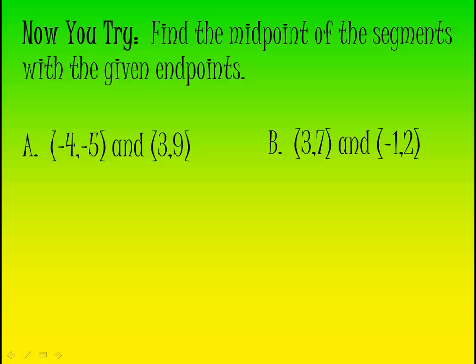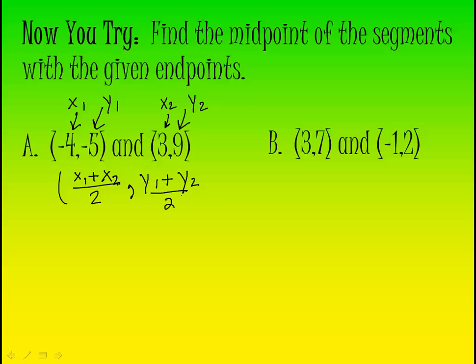Now I'd like you to try a couple of examples. Remember, as you're substituting, it does not matter which one of these you call x1 and which one you call x2. Just remember, if you call this one x1, then the -5 would have to be y1. And if you call 3 x2, then 9 must be y2. So use your formula and set up the problem: x1 plus x2 divided by 2, and y1 plus y2 divided by 2. Remember, always add first and find the sum, then divide that answer by 2.